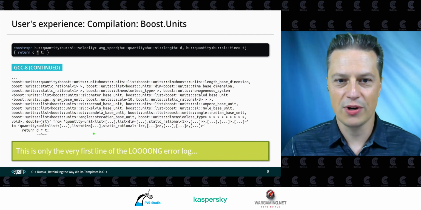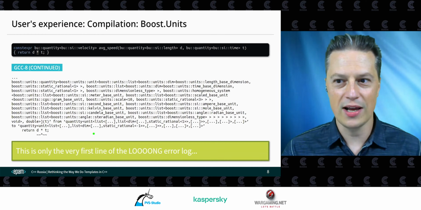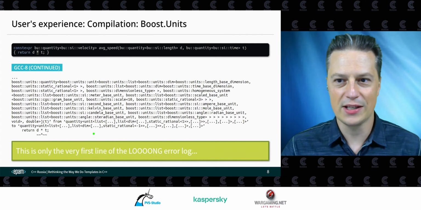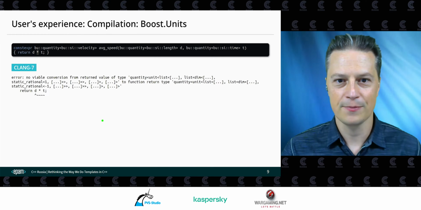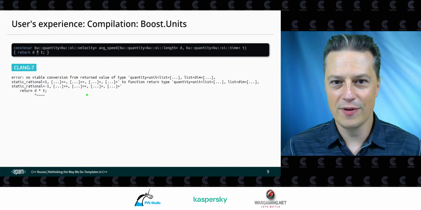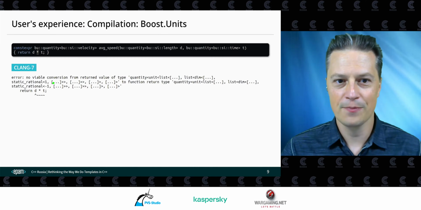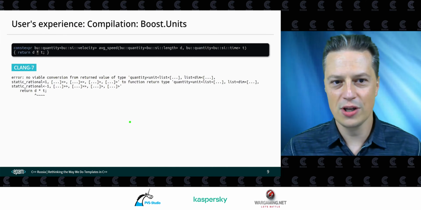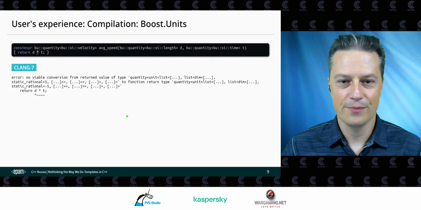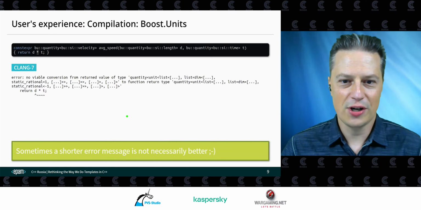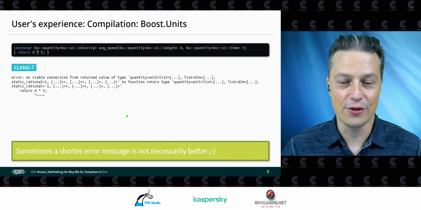So this is GCC, right? GCC provides big error logs. Clang is better because Clang tends to provide more user-friendly errors. So let's see how Clang does. In fact, Clang provided a shorter error line here. There are 3 dots everywhere. But do you know what's the error here? Do you know what's the problem? Probably not. So sometimes a shorter error message is not necessarily better.